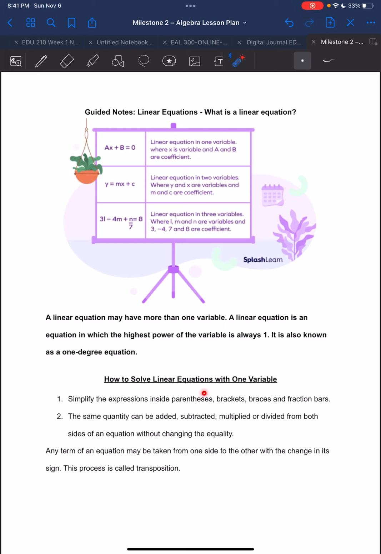How to solve linear equations with one variable. Step 1: I will start by simplifying the expressions inside the parentheses, brackets, braces, and fraction bars. Then, step number 2: the same quantity can be added to, subtracted from, multiplied by, or divided into both sides of an equation without changing the equality. Any terms of an equation may be taken from one side to the other with a change in its sign. This process is called transposition.